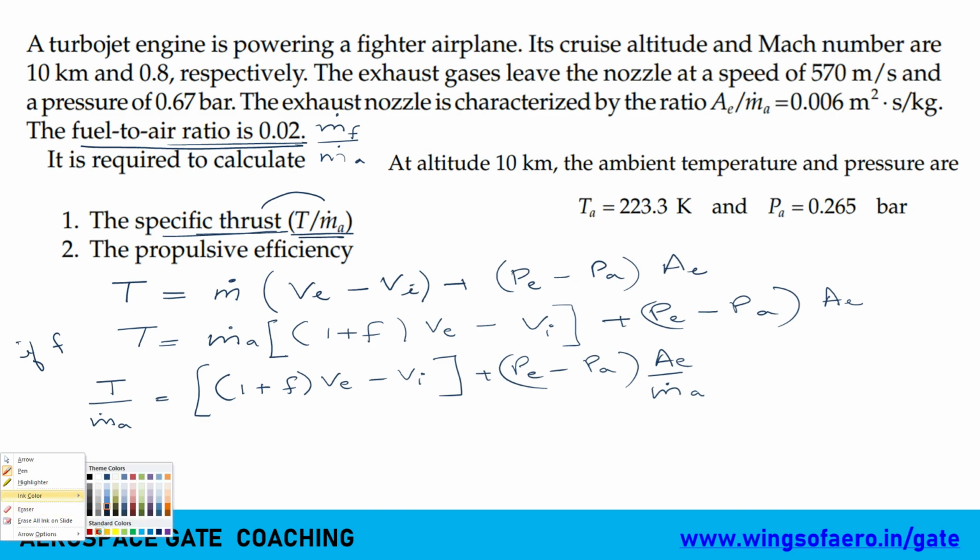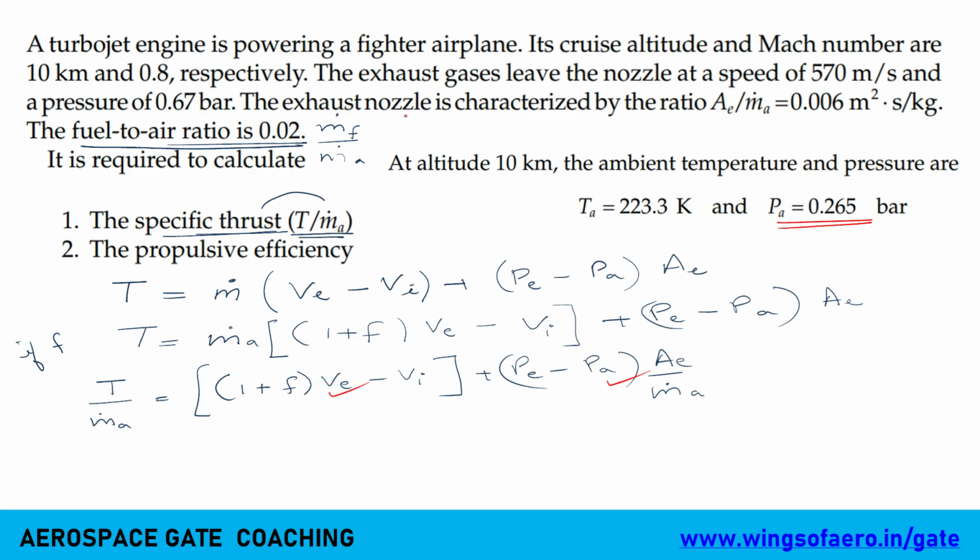These are the things provided. Now check the question: what is the given data? They have given the ambient pressure and temperature, so PA is known. They have given the exhaust gas leaving velocity, so VE is also known. They have given the exit pressure, so PE and PA are given. They have also given AE by m dot of A, so this complete parameter is also given. F value is given.